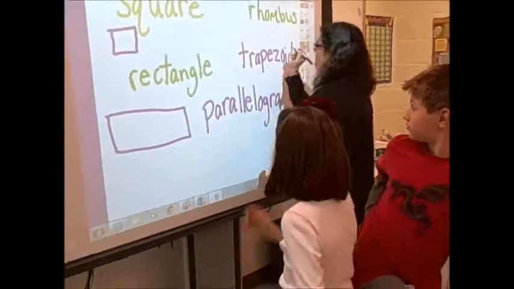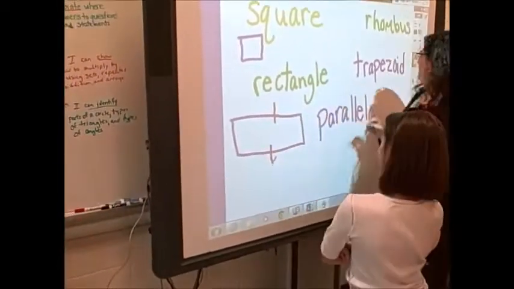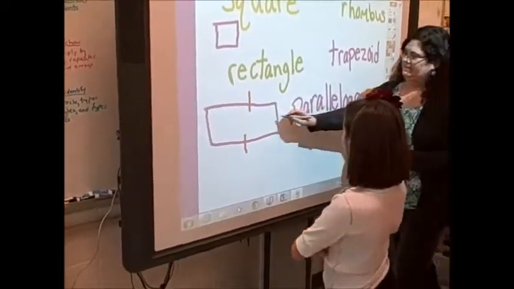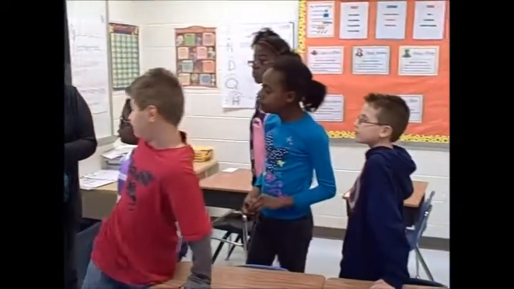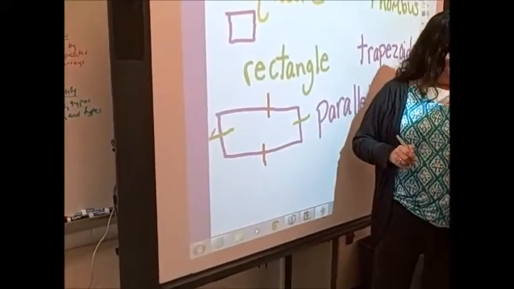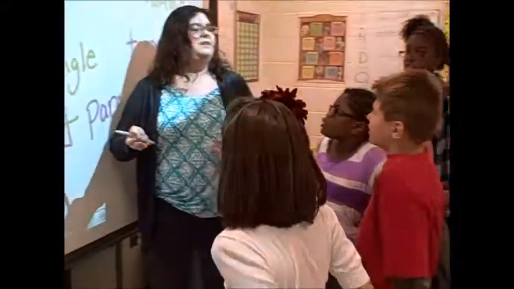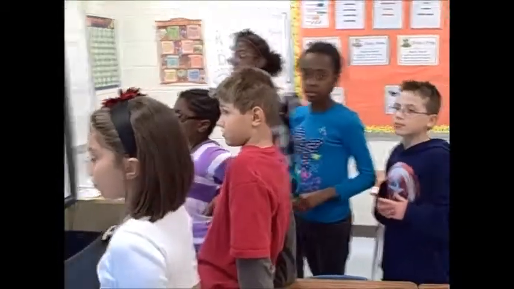So let's look at that. On the rectangle, we have the top and the bottom are the same, correct? And then the sides. So what do we call the top and the bottom? These lines are parallel. Very good. And these lines are parallel. What does parallel mean? Are they going to touch or not touch? Not touch. Very good. So its opposite sides are parallel and its opposite sides are equal length.